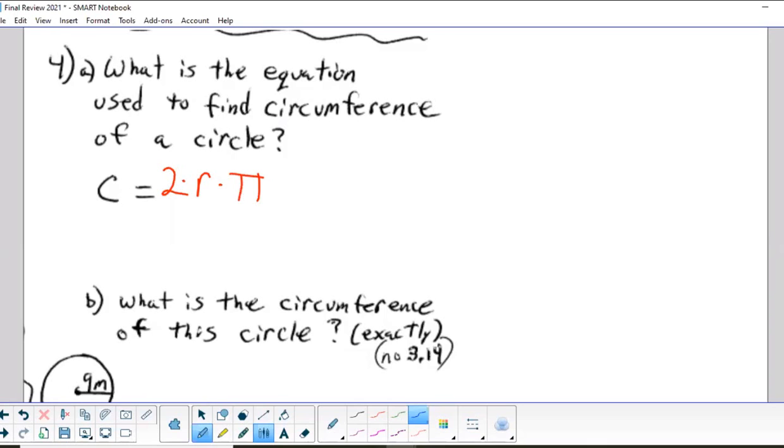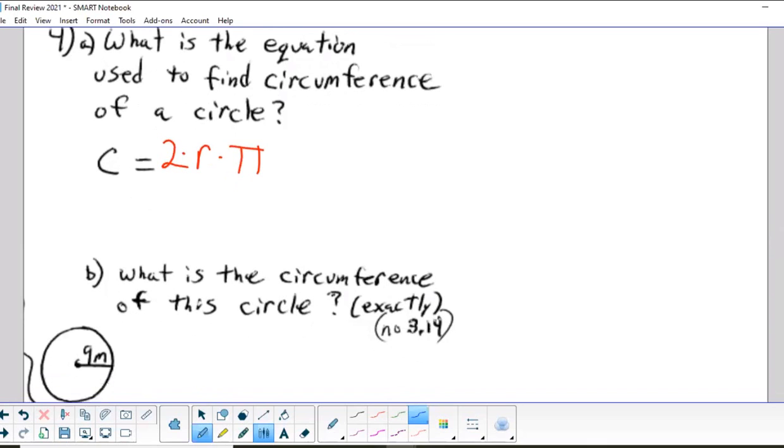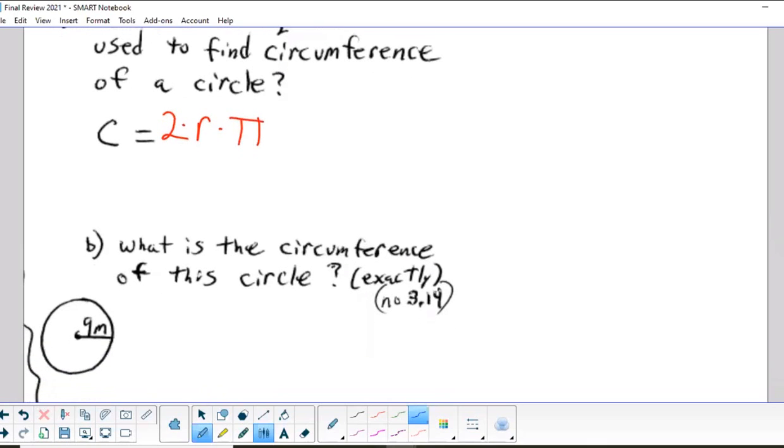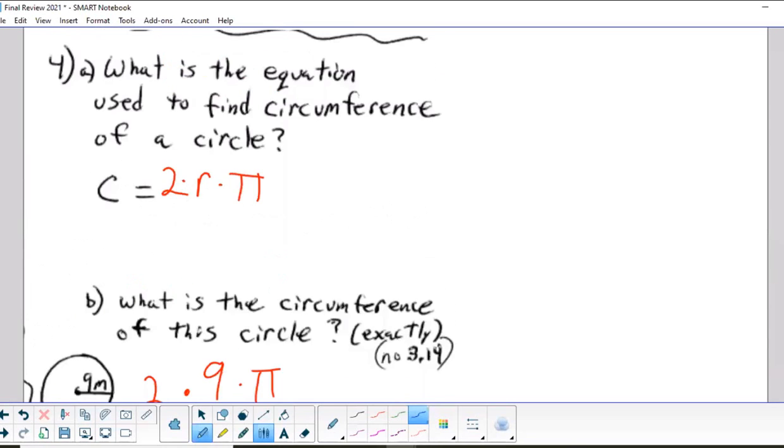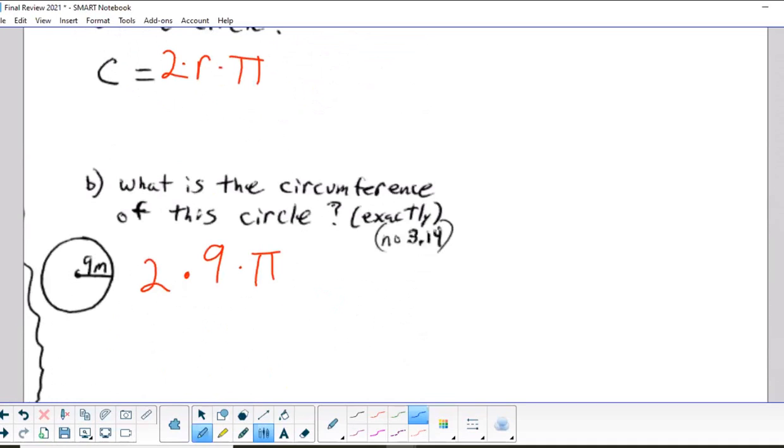All right, and looking at this one down below, what is the radius of that one down below? That circle, letter B, what is the radius of that circle? It's right there. It's 9 meters, right? It's 9. So you would plug in 9 with the R. So you would have, right? You'd plug in 9 in there. 2 times 9 times pi. And then it says exactly.